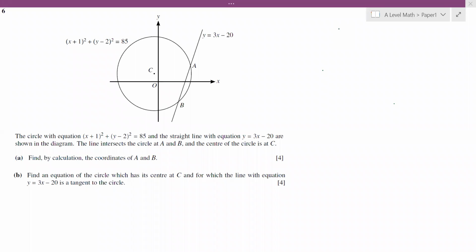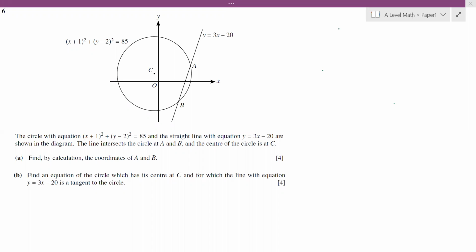We are given a circle with equation (x + 1)² + (y − 2)² = 85. And there is a straight line with the equation y = 3x − 20. The line intersects the circle at A and B, and the center of the circle is C.